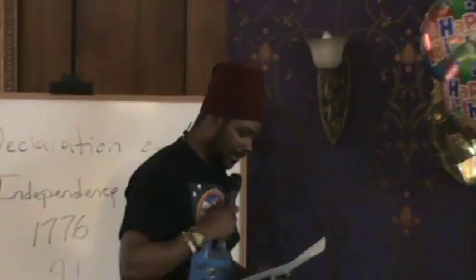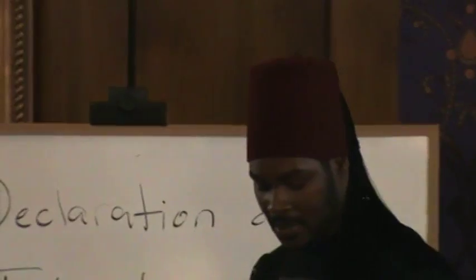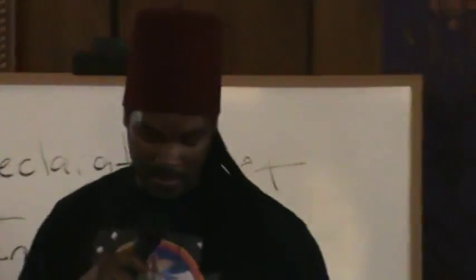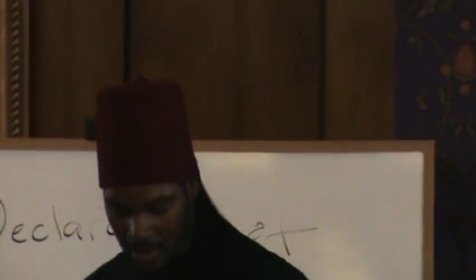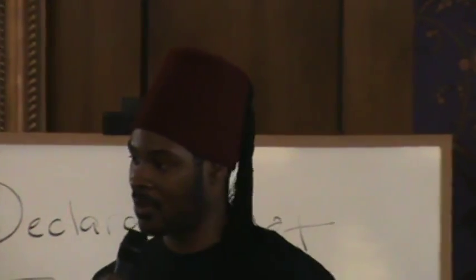Start on the fourth line. That whenever any form of government becomes obstructive to these ends, it is the right of the people to alter or abolish and to institute a new government. We already came to terms that that's what we're talking about: democracy, a destructive form of government where the majority decides what's going on with everybody.